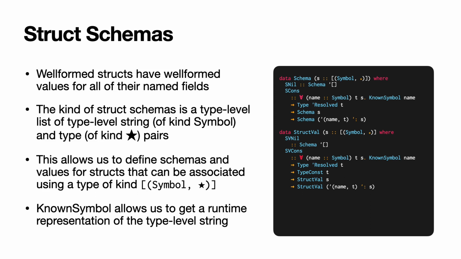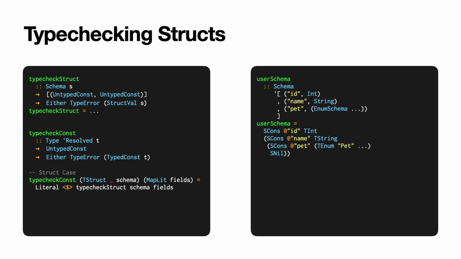On the right, you can see the definition of struct schemas and struct values. A schema is either empty or it's a named field cons'd onto another schema. The GADT allows us to reflect the type level representation of the field's name and type to the term level. We can then associate that with the struct value, which has a very similar structure to a schema, except that it also has a typed const, which is the value of that field. Now, the function to type check a struct associates the type parameter from the schema and the struct val, which will guarantee that the output struct val is well formed.